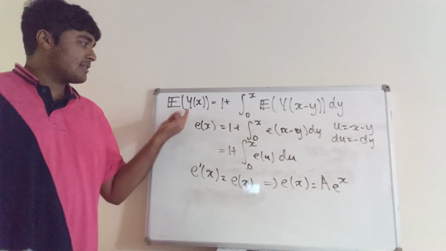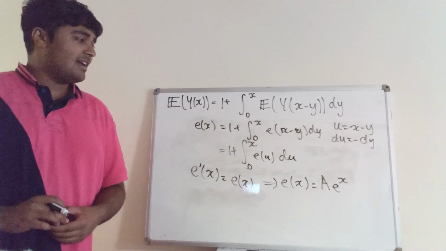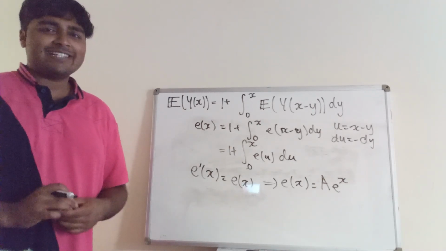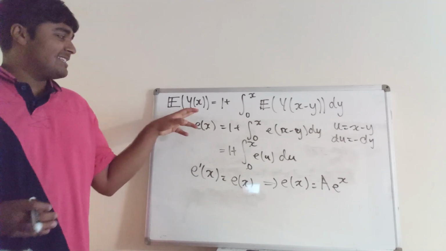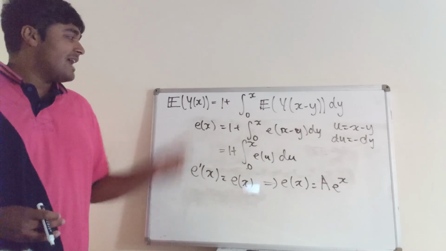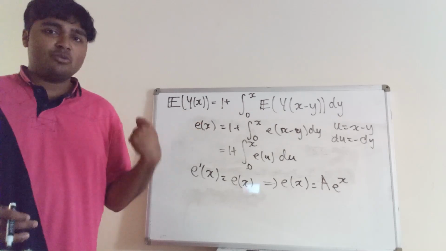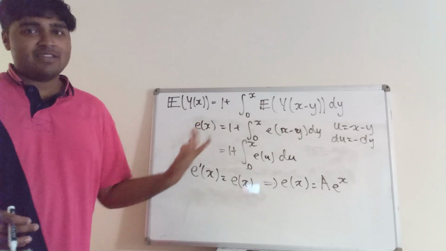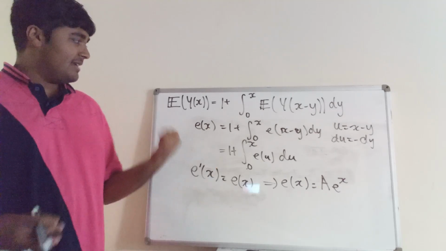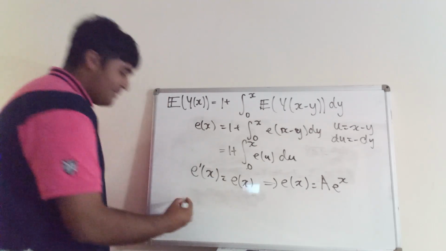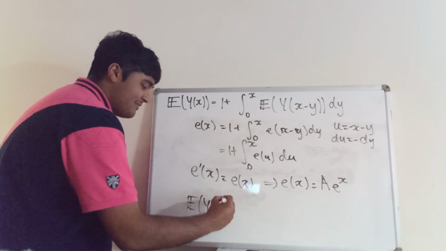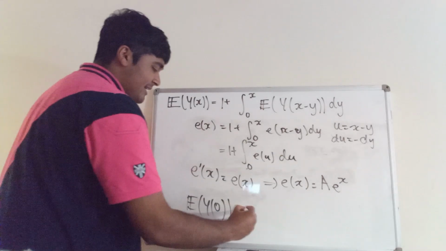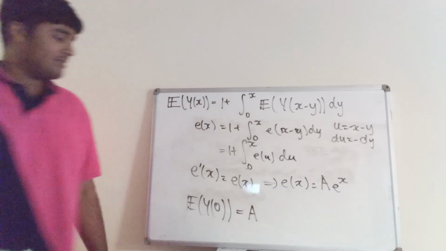The way we're going to do that is by plugging in x equals 0, or technically x equals some really, really small positive real number. So when x is a really small positive real number, how many of the xi's do we need so that the sum is bigger than that small positive number? Let's just use 0, so I'm not getting lost. So the expected value of y of 0, from this, is going to be a times e to the 0, so just a.